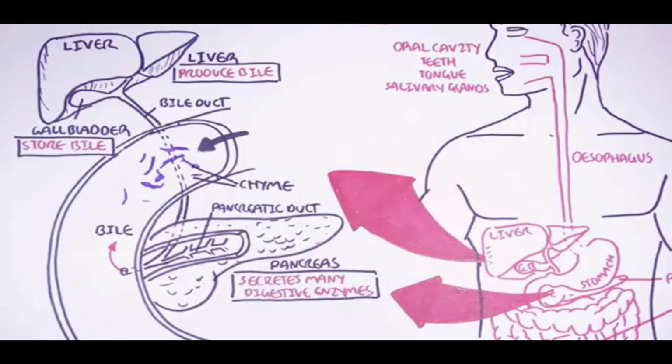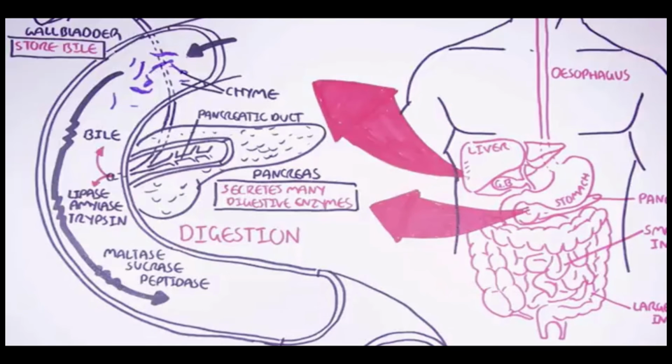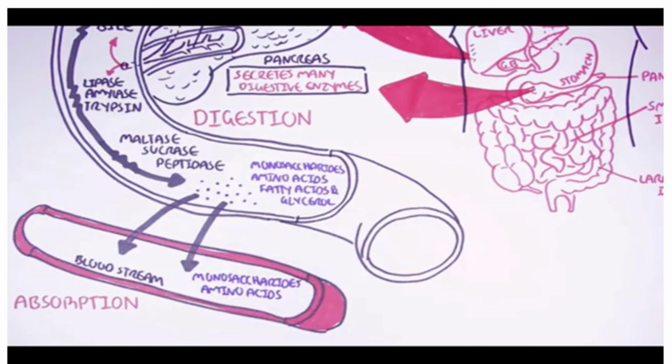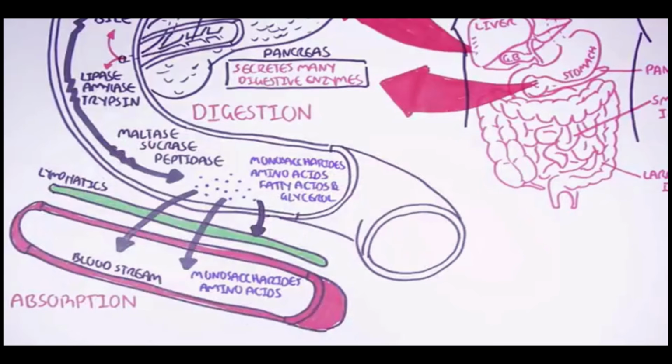What are the enzymes? There are lipase, amylase, and trypsin. Through the bile duct and the pancreas there are maltase, sucrase, and peptidase. Monosaccharides and amino acids are absorbed into the bloodstream. The blood travels through the small intestine, which absorbs them. Fatty acids are absorbed into the lymphatic system.